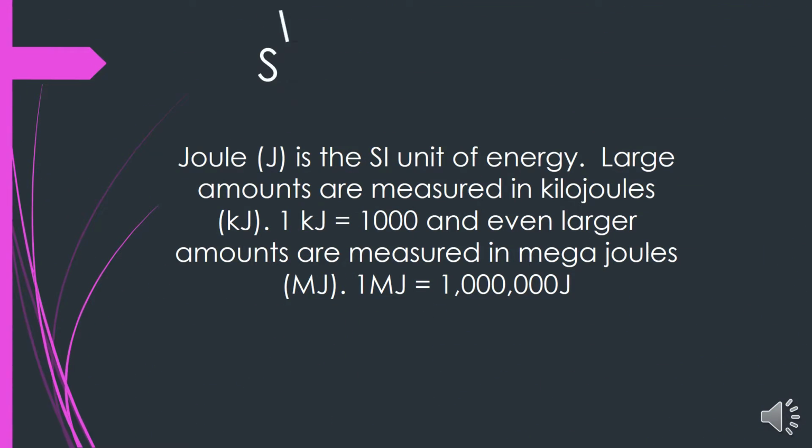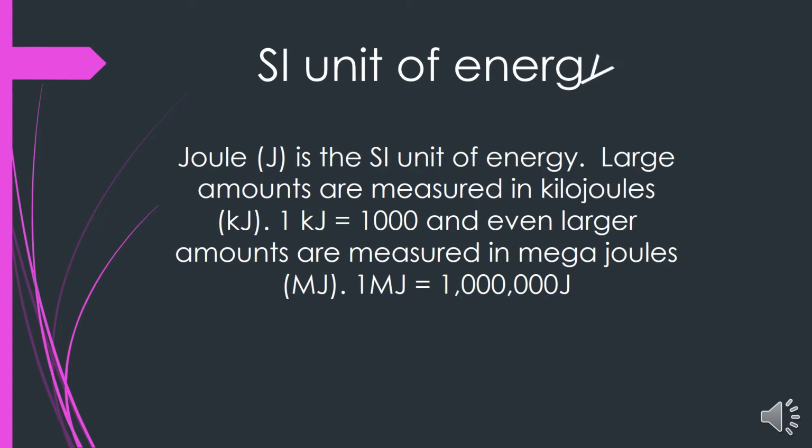So first thing about energy is how can we measure it? In other words, we can say what is the SI unit of energy? Joule is the SI unit of energy. Large amounts are measured in kilojoules. 1 kilojoule is equal to 1,000 joules, and even larger amounts are measured in megajoules. 1 megajoule is equal to 1 million joules. That's a lot of joules.